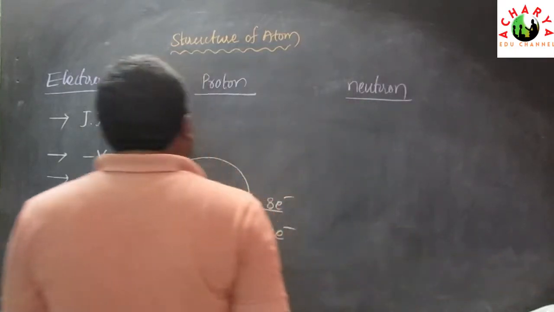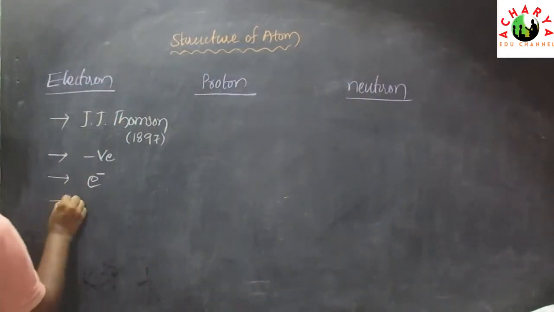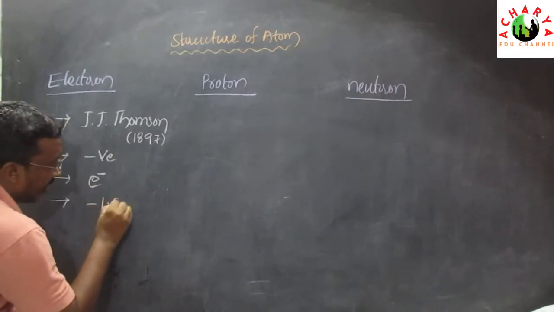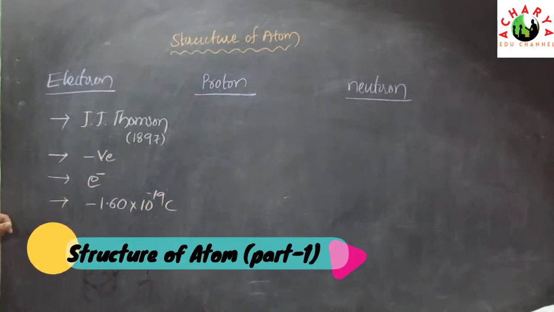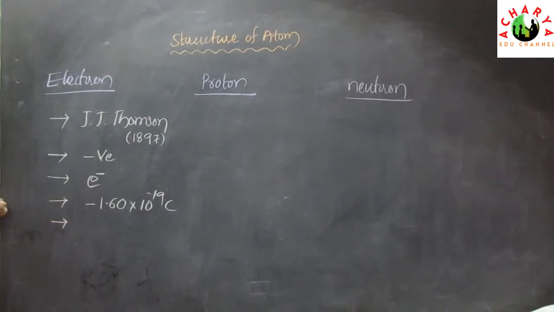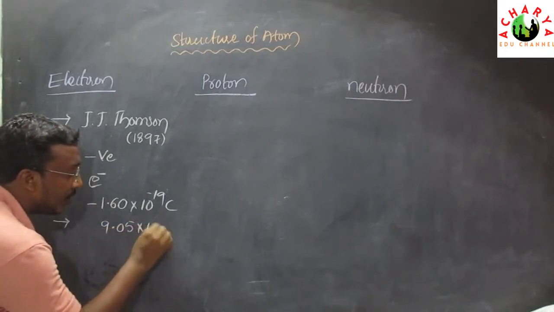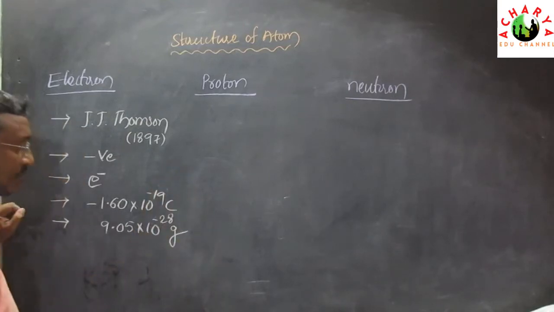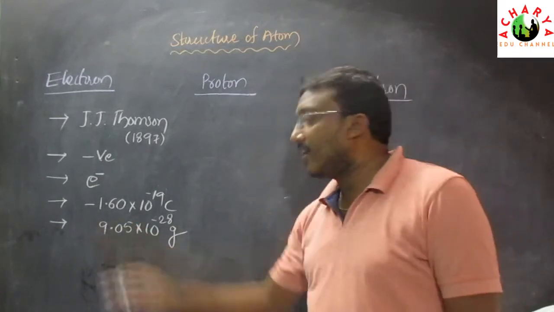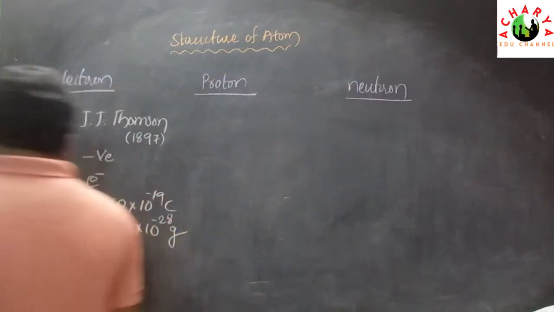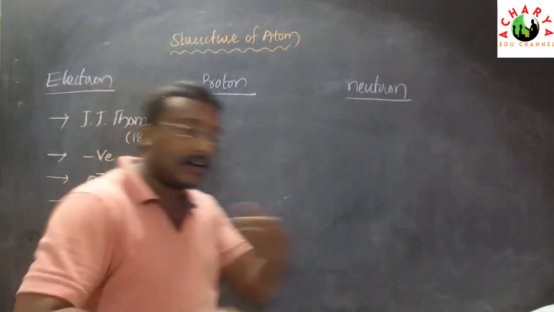The charge on an electron is minus 1.60 into 10 to the power of minus 19 coulombs, and the mass of an electron is 9.05 into 10 to the power of minus 28 grams. Electrons are located in orbitals. We will discuss orbitals in this topic only.